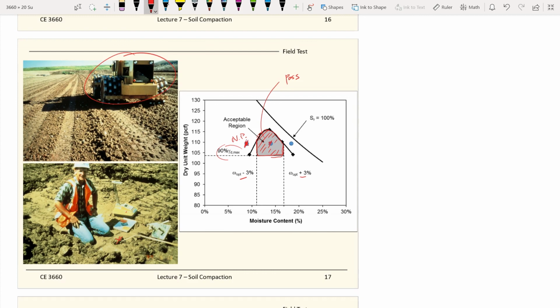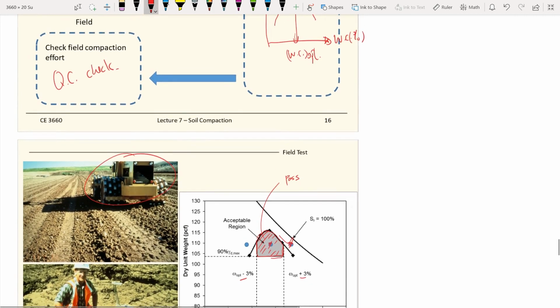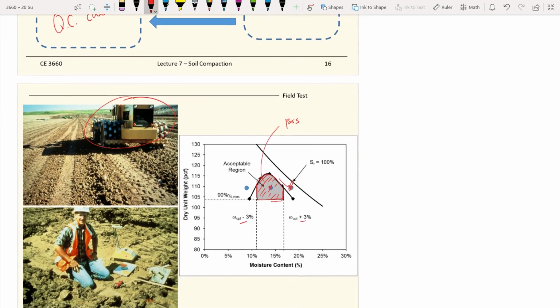So let's look at a point where you're not passing. If you're at this point, being not passed, what should you do? What should the contractor do? Should they keep compacting the soil? If they keep compacting, then we know that with increasing compaction effort, you will go up that way. Yes, maybe you will get there, but what is the better solution?